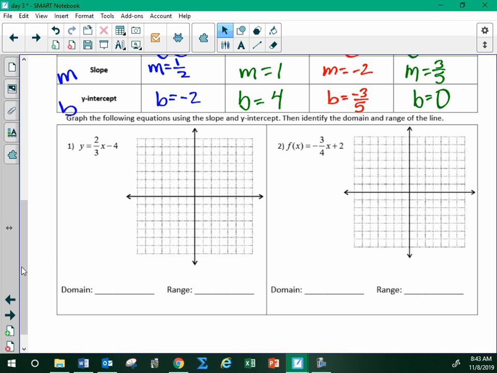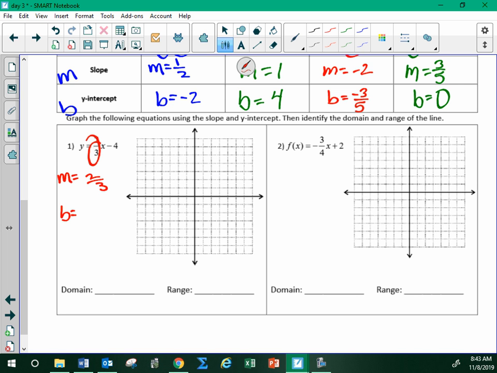Alright, so let's go ahead and use this information to graph our lines. It says graph the slope and y-intercept. Then identify the domain and range. So let's go ahead and write out what our slope is. Our slope is 2/3. And what's my y-intercept for this one? Negative 4. Because I don't trust the smart board, I'm going to do this from my computer.